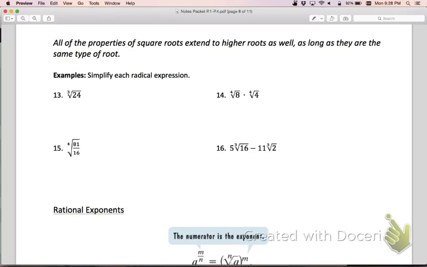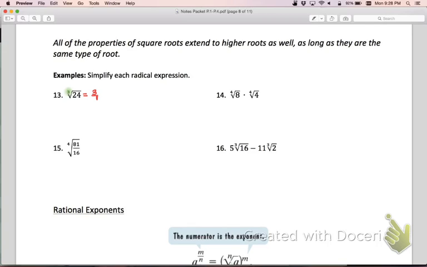Okay, so if I want to simplify the cubed root of 24, if it was a square root, we'd be looking for the biggest perfect square. But since the index here is 3, we are looking for the biggest perfect cube. 1 cubed is 1, 2 cubed is 8, 3 cubed is 27. 27 is way too big, so we've got to hope that it's 8. And 8 does go into 24.